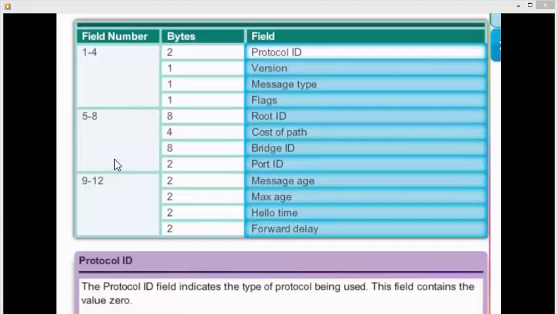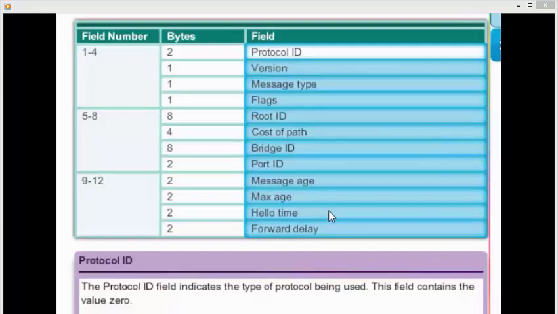The first 4 fields identify the protocol version, message type, and status flag. The next four fields are used to identify the root bridge and the cost of the path to the root bridge. And the last 4 fields are all timer fields that determine how frequently BPDU messages are sent and how long the information received through the BPDU process is retained.